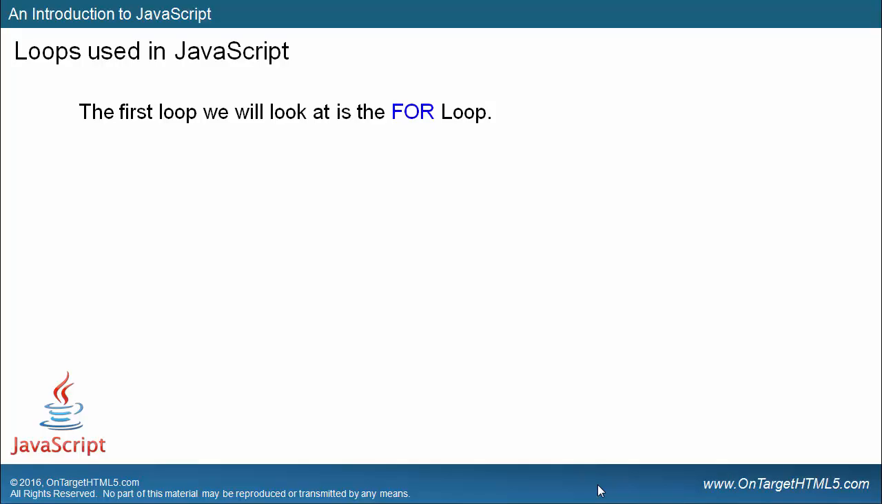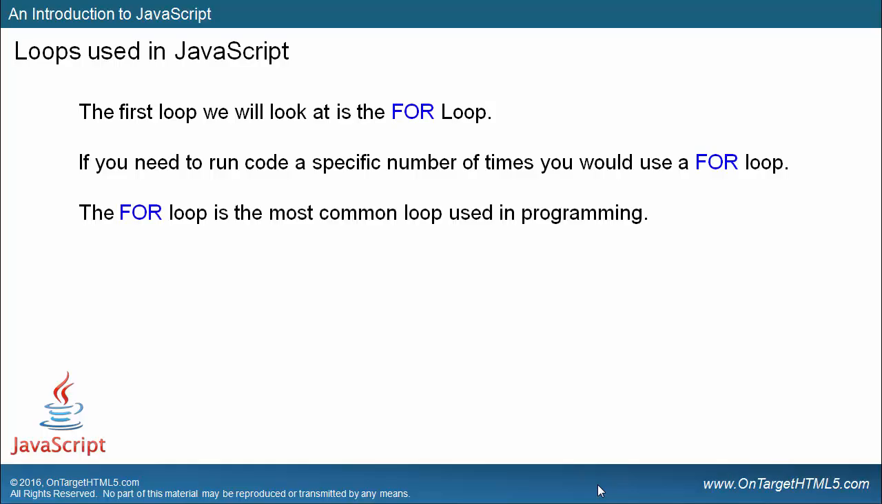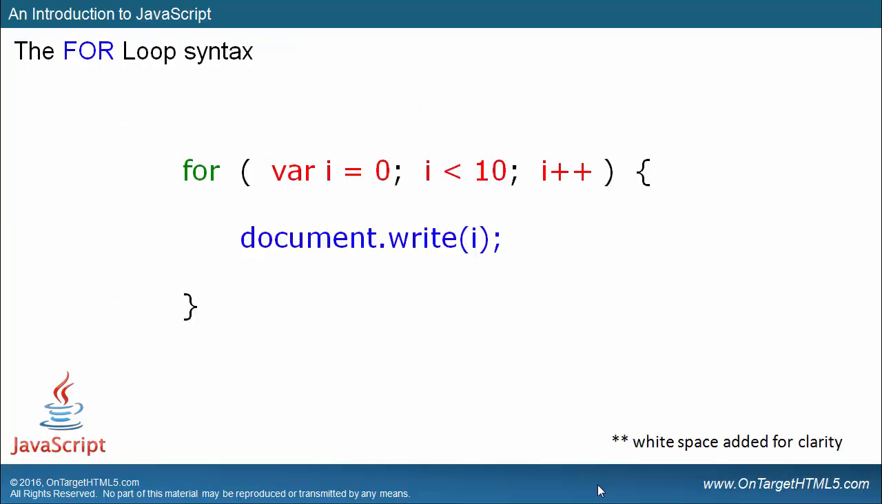The first loop we're going to look at is the for loop. If you need to run code a specific number of times, you'd use a for loop. The for loop is the most common loop used in programming. In the for loop, the condition is usually a counter, which is used to tell how many times the loop should run. So here's an example of the syntax.